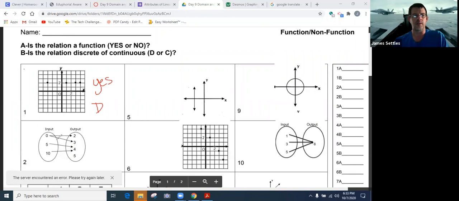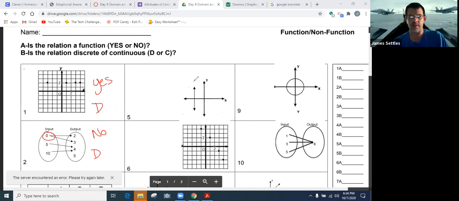Okay, number two, we only look at the left-hand side to see if they have one line. Well, 0 has 2 lines, so this is not a function. And then just list of information would be discrete. And then I'm just going to go ahead and do these out of order. So if you're writing this, just write these out of order and we'll be good.